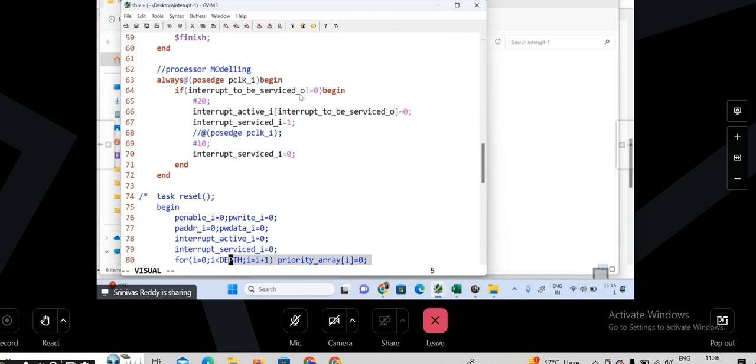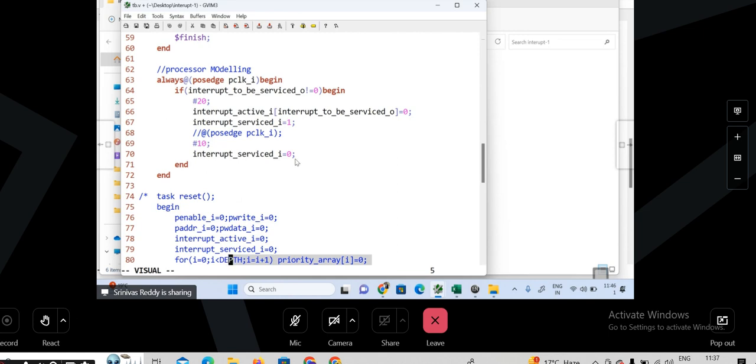In always, if reset is equal to 1, all reg data types are made 0. I'm talking about the design file, correct? Then else begin, up to here is the memory modeling operation. If enable is equal to 1, ready is equal to 1, we are doing the operation. If write enable is equal to 1, write the data, else read the data. If enable is 0, ready is equal to 0. Did you understand? This is memory modeling.